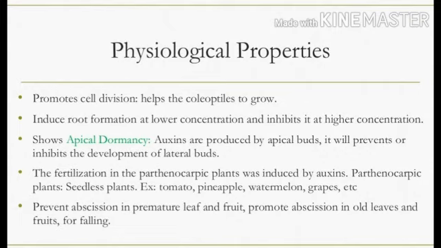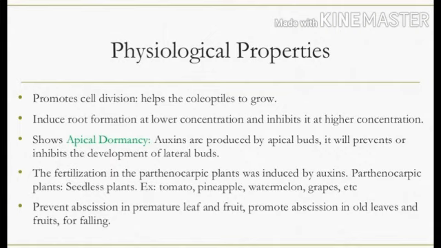That is apical dominance. Then these auxins help in the fruit formation of parthenocarpic plants. Parthenocarpic plants means the seedless plants. Examples: tomato, pineapple, watermelon, grapes, etc. These are the examples of parthenocarpic plants. So in parthenocarpic plants, fruit development is induced by auxins.